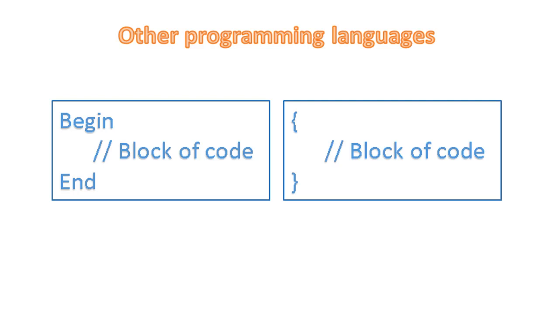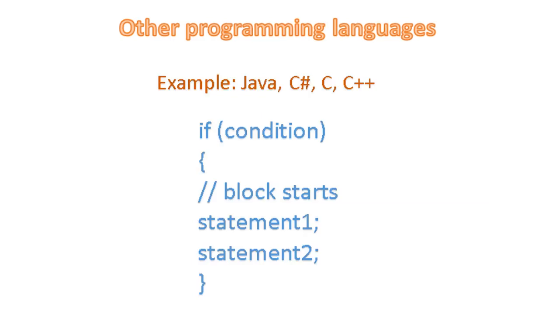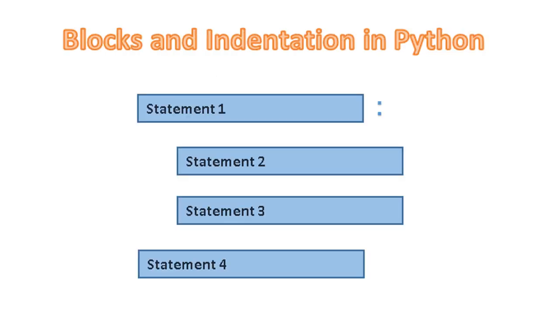To define a block of code, other programming languages use different ways such as begin and end, or open and close curly brackets. Most programming languages like Java, C#, C, C++ use curly brackets to define a block of code. Here indentation is optional. Python uses indentation to write a block of code. One of the distinctive features of Python is its use of indentation.